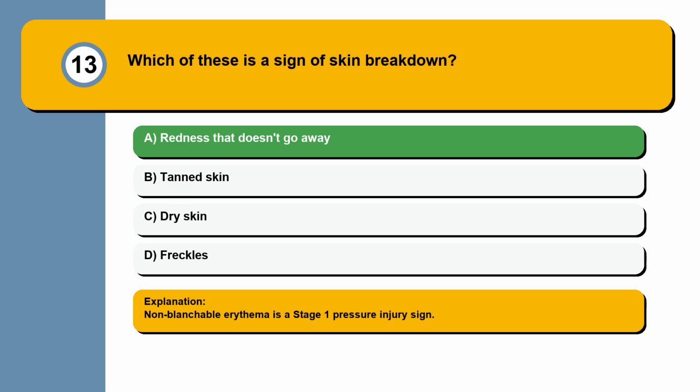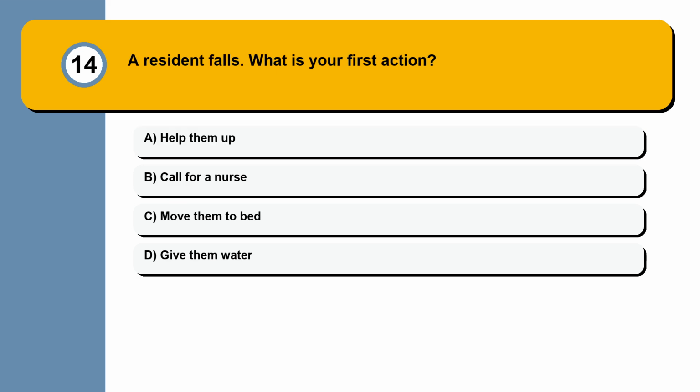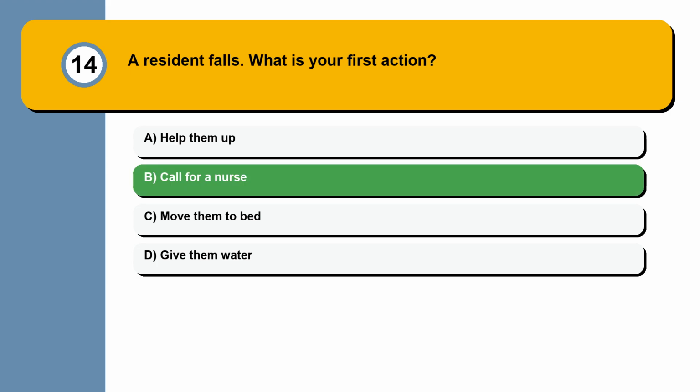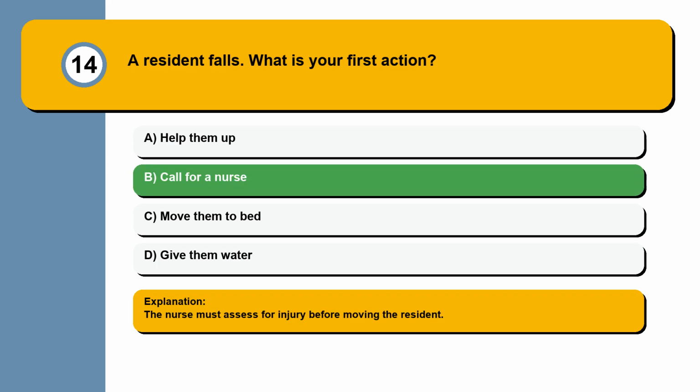Question 14. A resident falls. What is your first action? Help them up. Call for a nurse. Move them to bed. Give them water. The nurse must assess for injury before moving the resident.